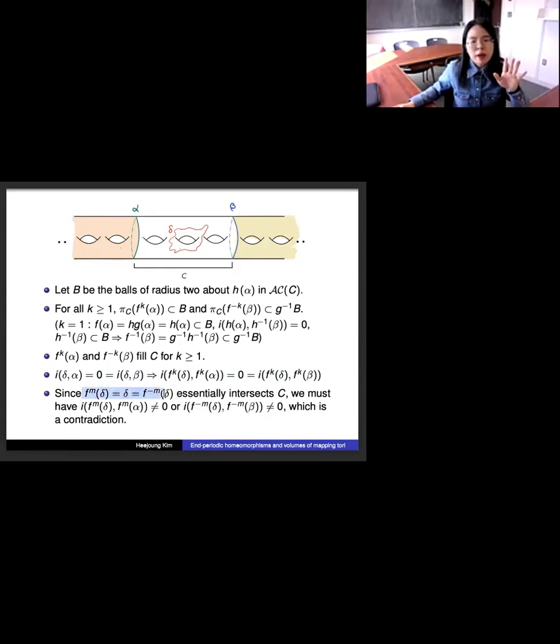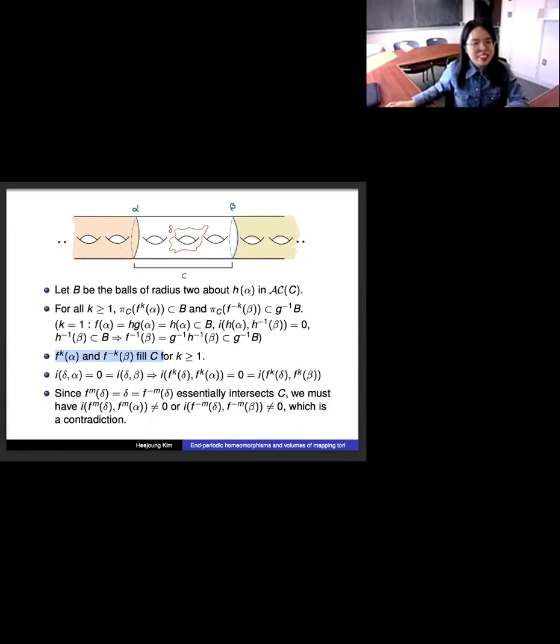So there's some m such that f to the m of delta is the same as delta. But since these guys are below the subsurface C, it is impossible for f to the m of delta to be disjoint from f to the k of alpha and f to the minus k of beta. So it gives a contradiction. So it means there is no periodic curve.